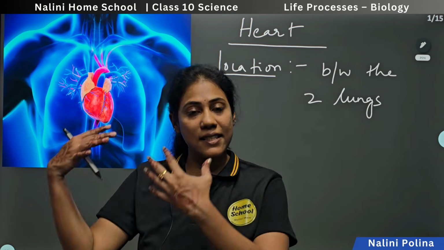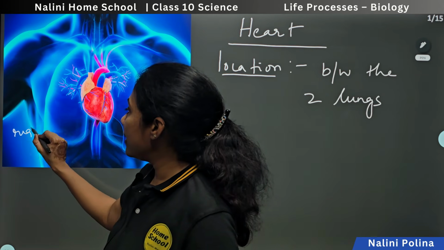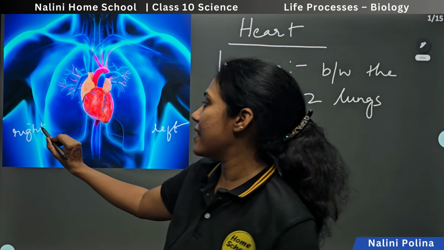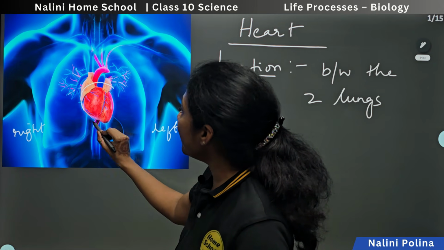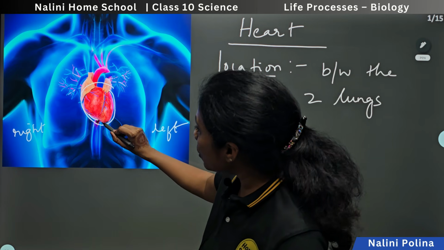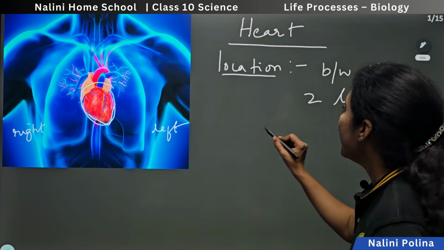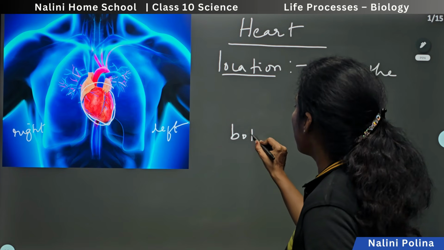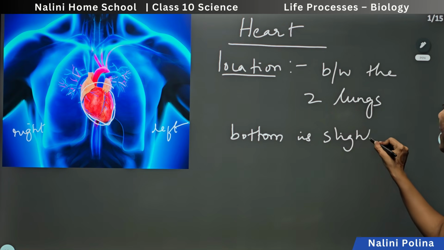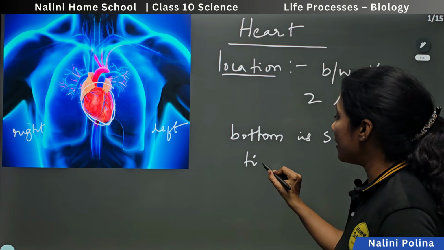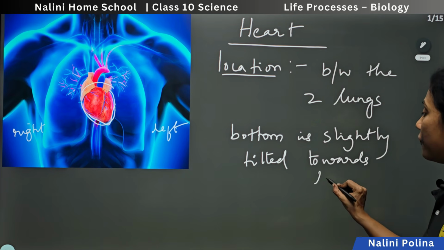See, this is the left side and this is the right side, isn't it? This is the left lung and this is the right lung. Look at the position where the heart is. It is exactly at the center, but the bottom portion of the heart is slightly tilted towards the left side. That means bent, slightly tilted towards the left.